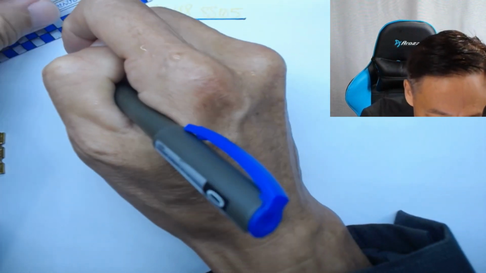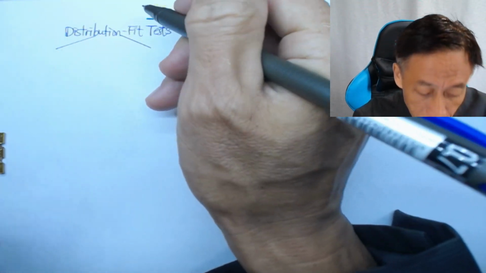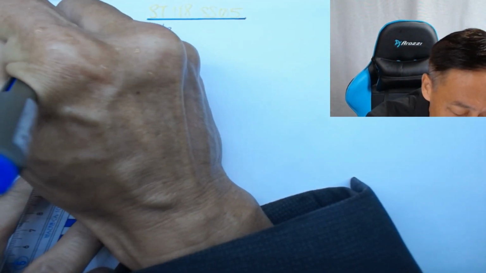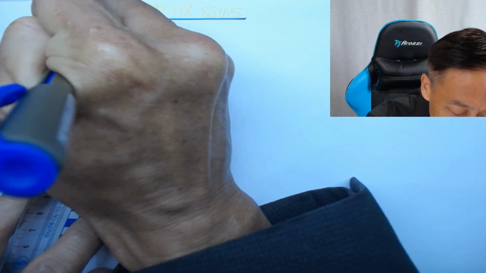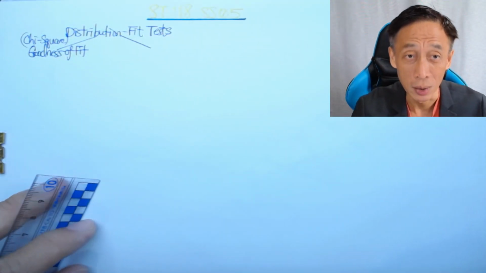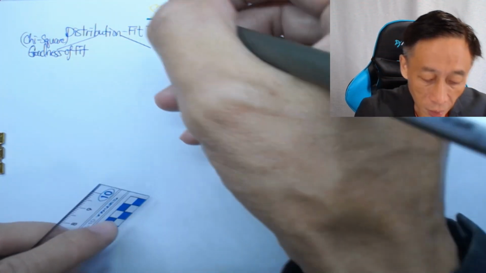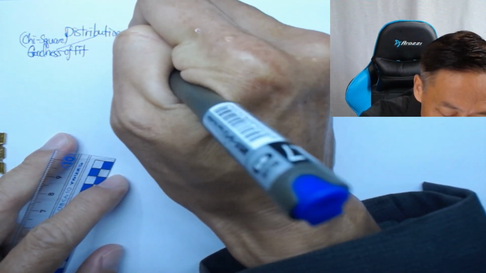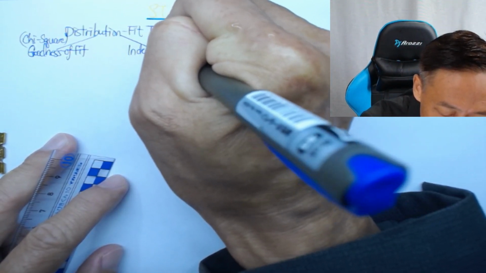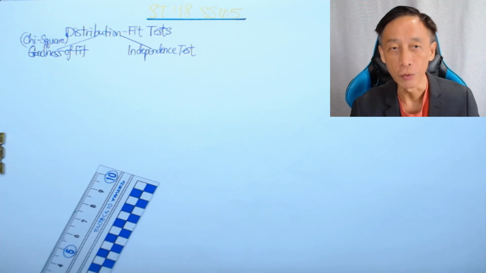So let me just fan out the two tests. First, perhaps you have heard of it, the chi-square goodness of fit. It's called chi-square because it's using the chi-square distribution. You might have heard of it as the chi-square goodness of fit test or just goodness of fit test. And the other one is the independence test. Independence test: test whether two populations are independent of each other.